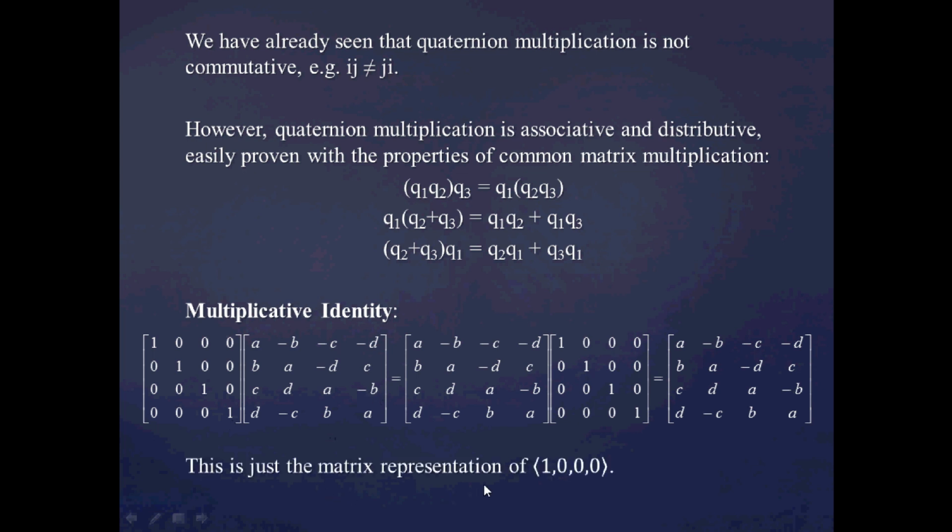So this identity matrix is just the matrix representation of the quaternion 1, 0, 0, 0. So this is the multiplicative identity for quaternions. Very similar to complex numbers as well. We already discovered in the complex numbers that 1, 0 was a multiplicative identity. So we're seeing a lot of nice symmetries between the complex numbers and the quaternions.